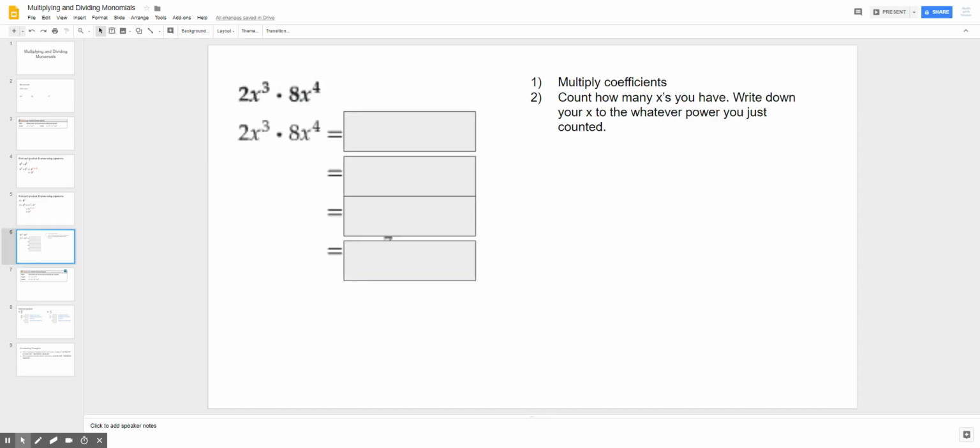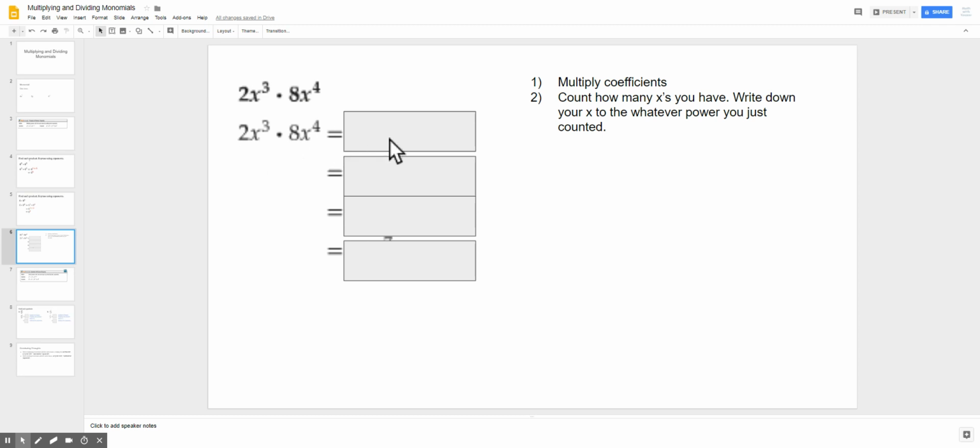Let's look at our next example. This is a little bit different than what we've seen before, just because now we have coefficients, right? Coefficients and bases are different. Your coefficients in this problem are 2 and 8, okay? But your bases are still the same. Your bases are x, right? You have x to the 3rd, and then you have x to the 4th. So your bases are whatever the exponent is attached to.